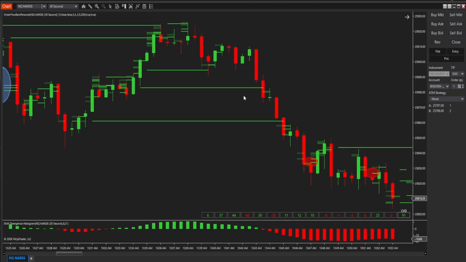So let's kind of run through this again. This area right here is a single stacked and bounce area. Not interested. Single, not interested.